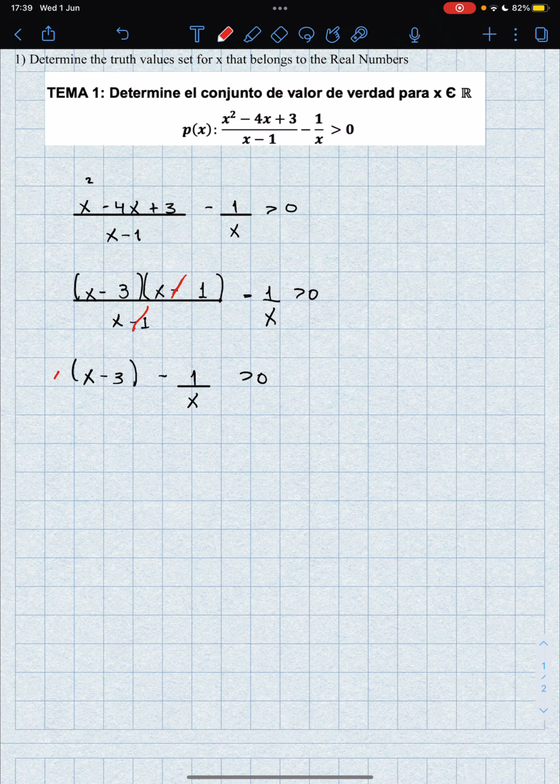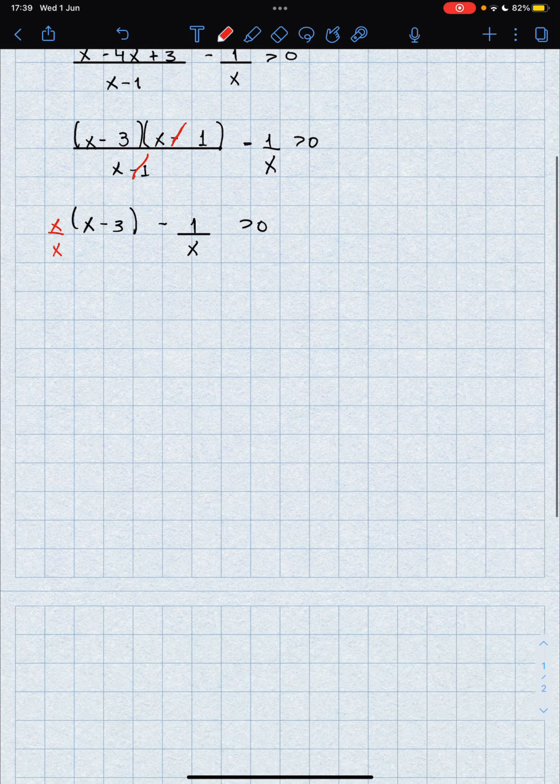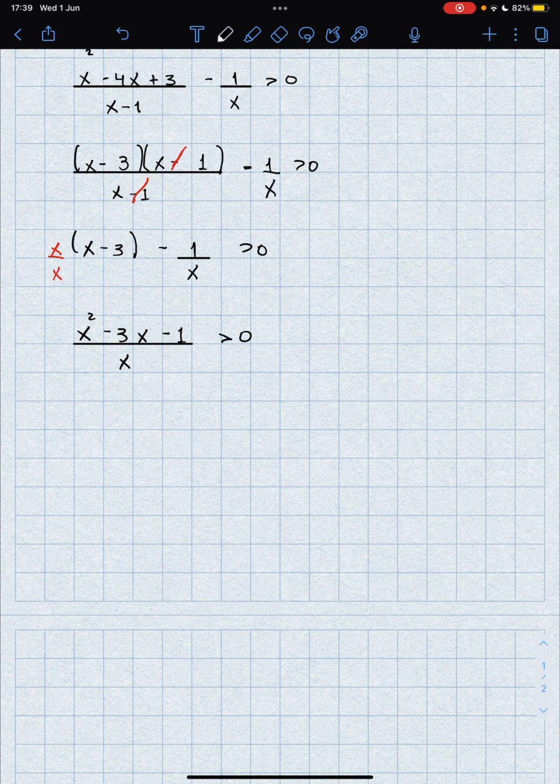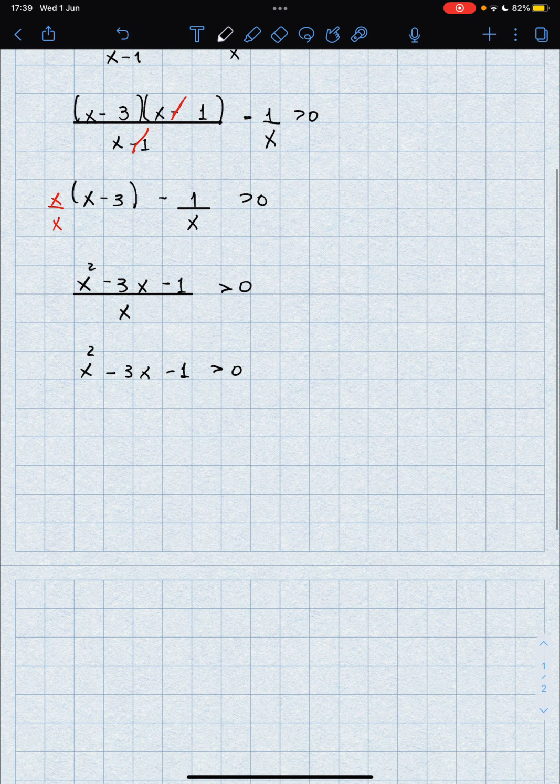So here we have a method that helps us each time, right? I'm gonna multiply by x and x. I'm not altering the equation, right? And we're gonna add the terms if we want, right? So this is gonna be x squared minus 3x minus 1 divided by x, greater than 0. So if I multiply x by 0, I'm gonna have x squared minus 3x minus 1 greater than 0. So in this case, we can factorize the equation.